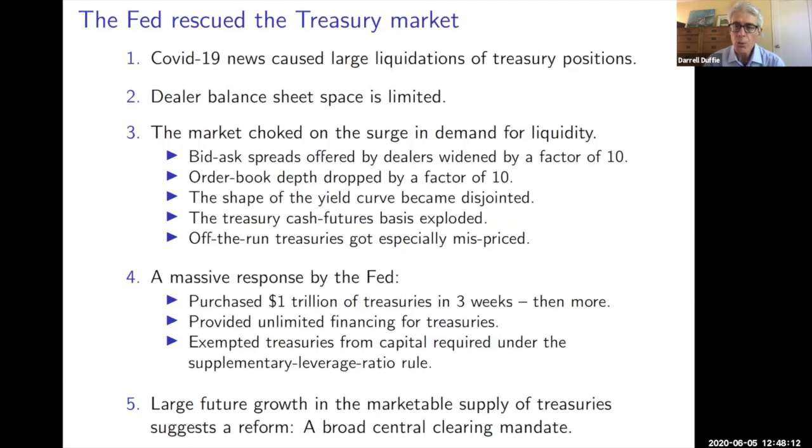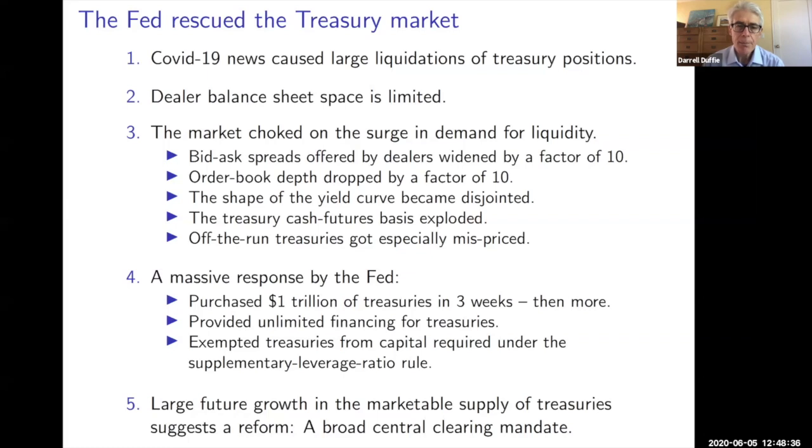The yield curve went completely out of shape. The yields of treasuries of nearby maturities were no longer near each other. So basically, off the runs and on the runs looked like they were being priced inconsistently, or at least with very low substitution possibilities between them.